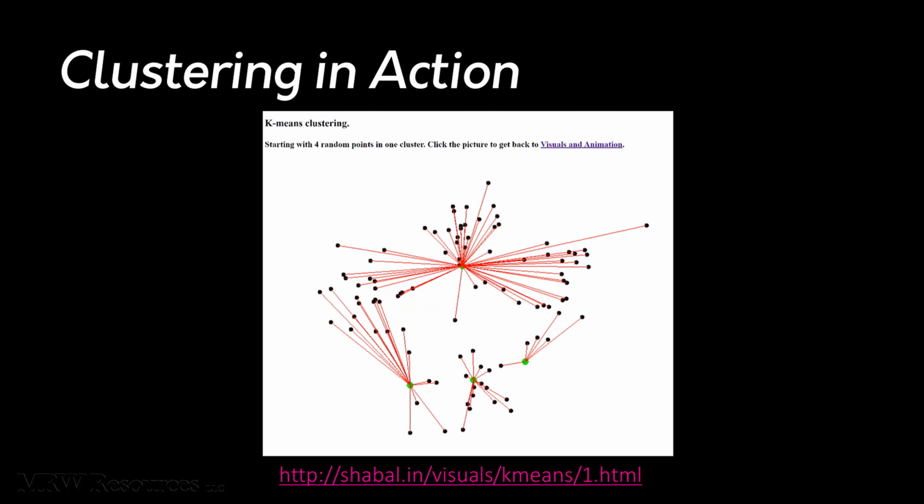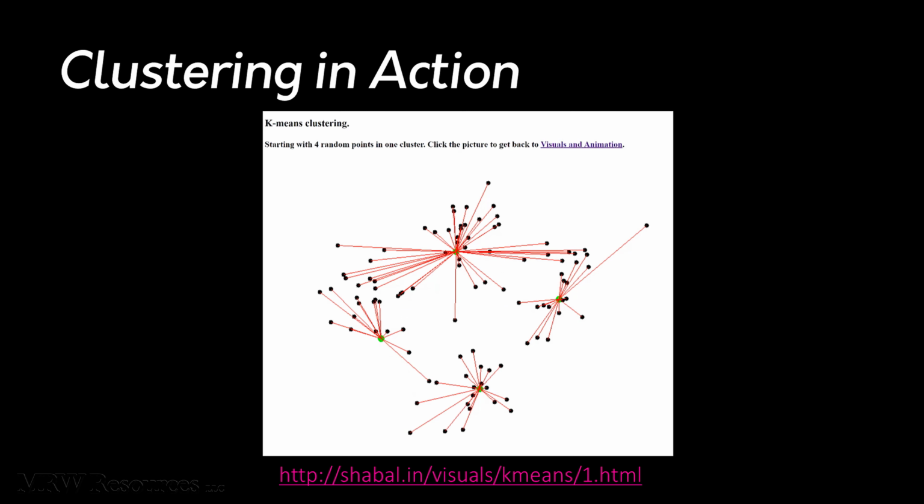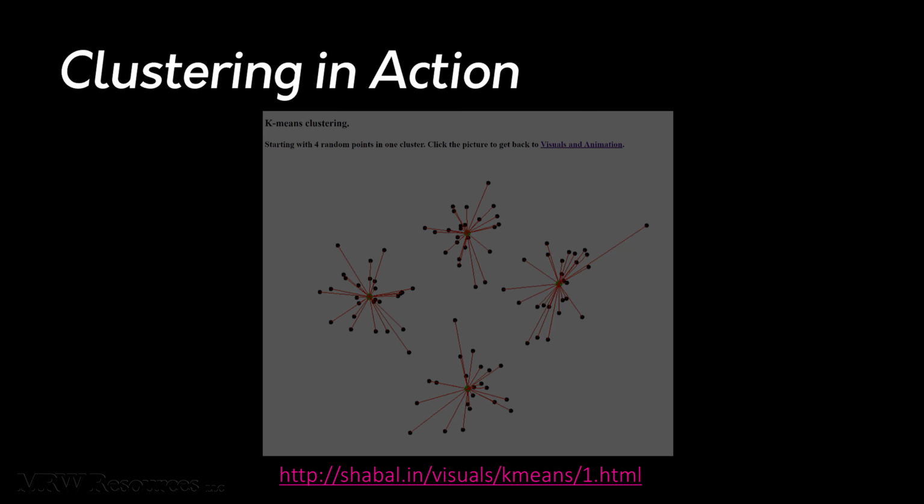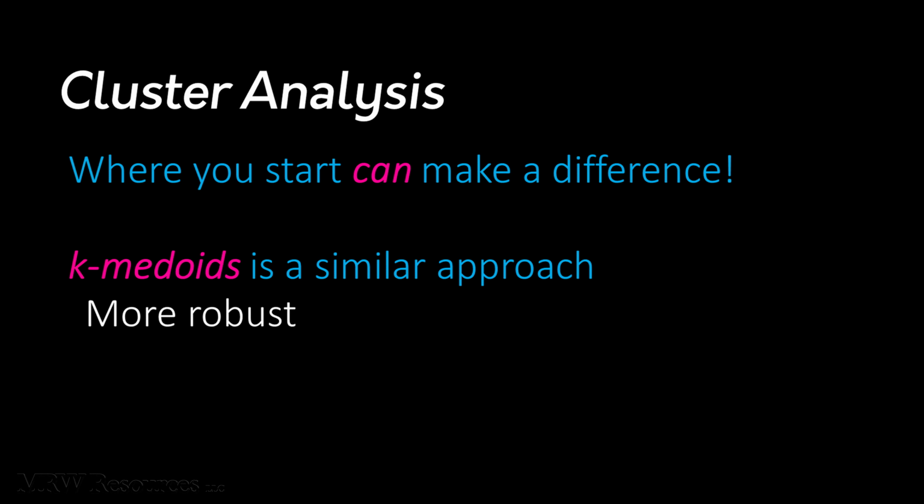So as you saw, where you start can make a big difference in your resulting clusters. As a result, it's often beneficial to run your cluster analysis many times using different starting points. You can actually compare the quality of your clustering runs by testing the tightness of your clusters and how well separated your clusters are. Now, k-medoids is a similar approach.